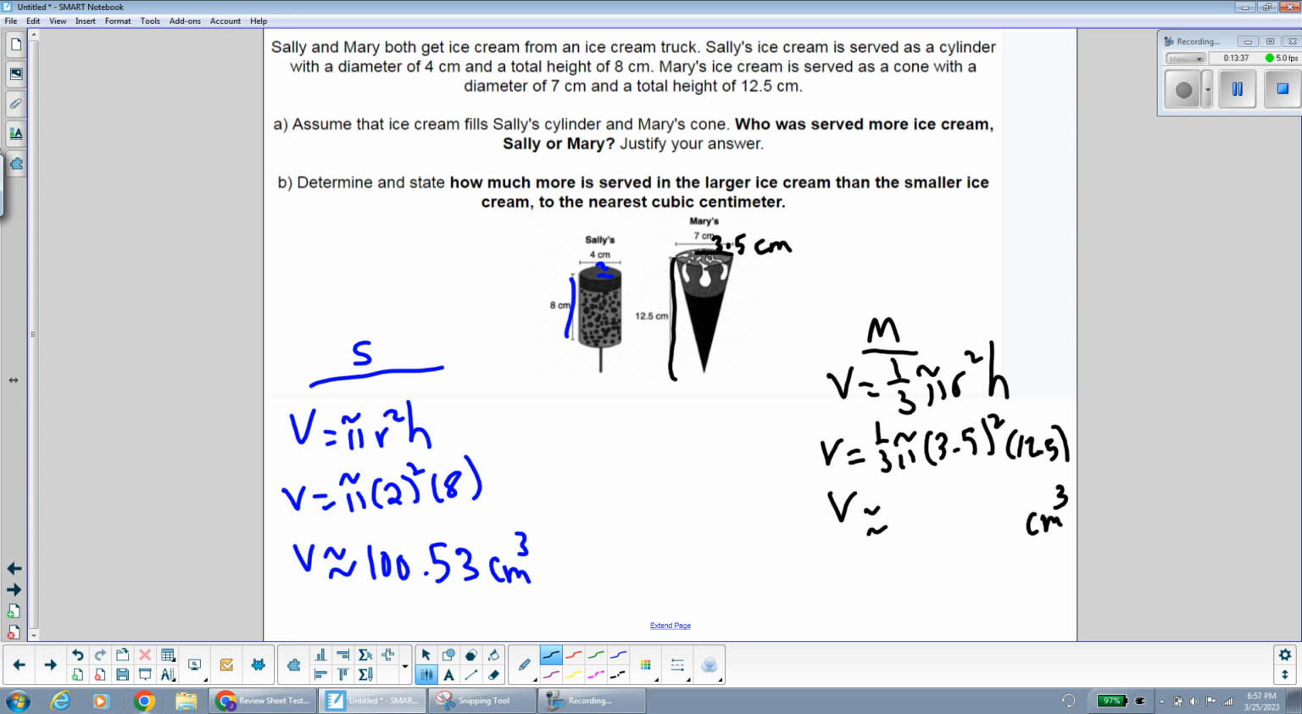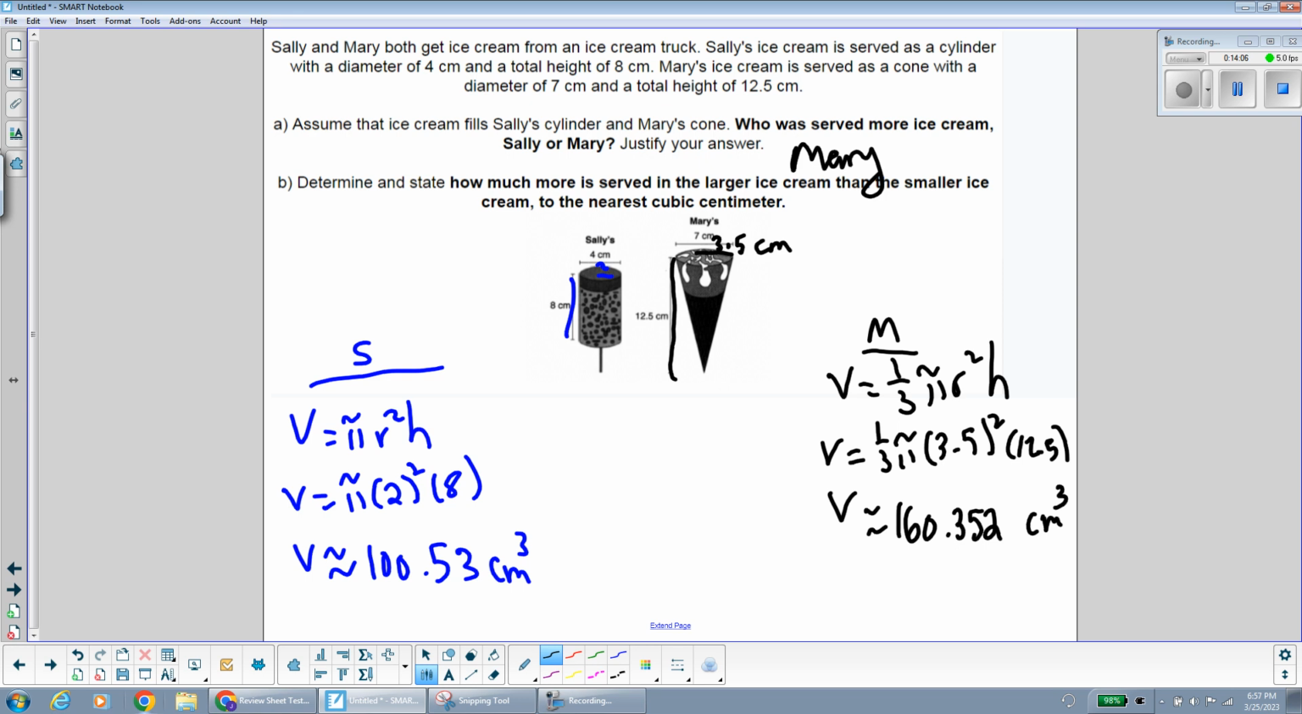So 1/3 pi times 3.5 squared times 12.5. And that's approximately 160.352 cubic centimeters of ice cream. So it's clear that Mary was served more ice cream. Mary's ice cream holds more volume than Sally's.